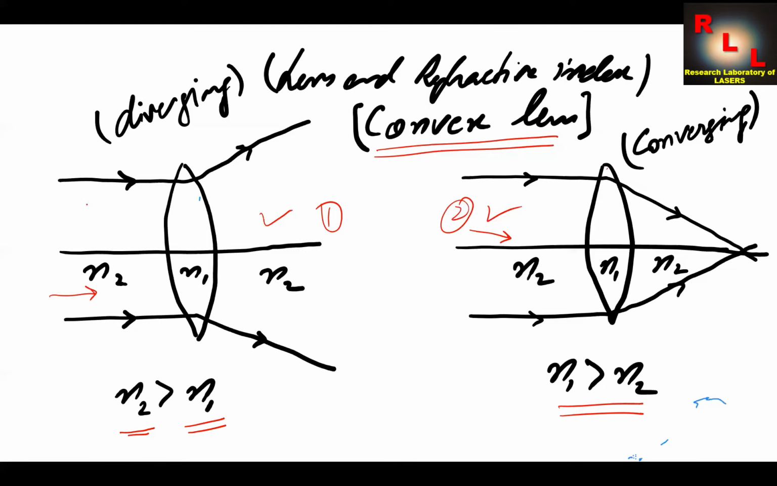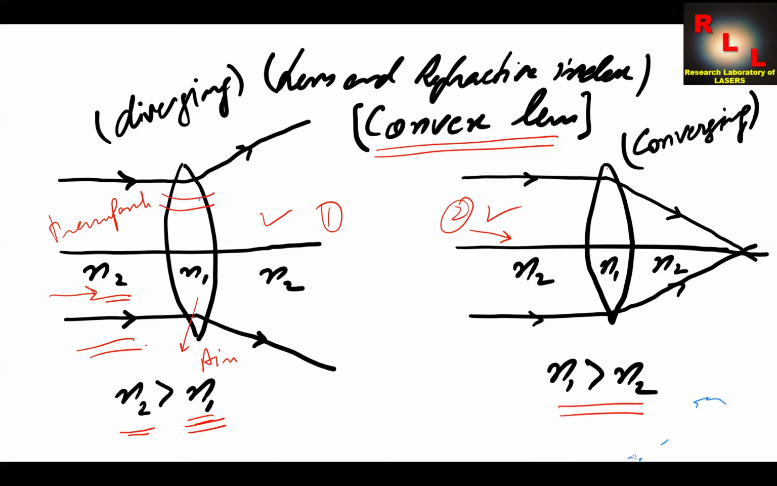So let's suppose in this one N2 is greater than N1, and this is air. This can be any transparent material, can be glass, can be water. In this case, this kind of shape behaves as a diverging lens. So it all depends on the refractive index.